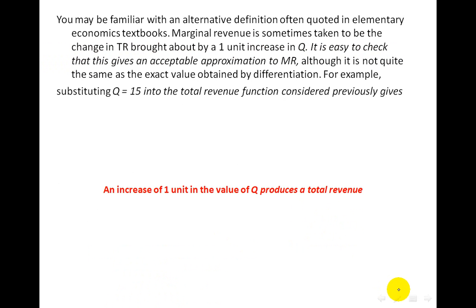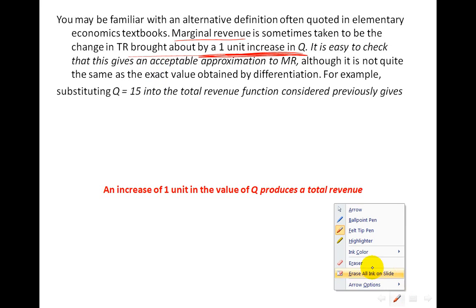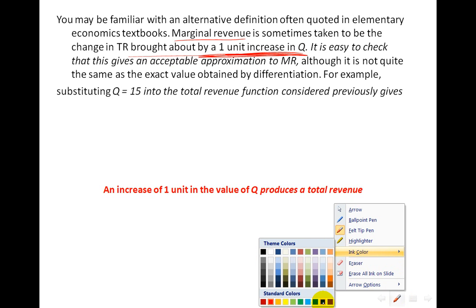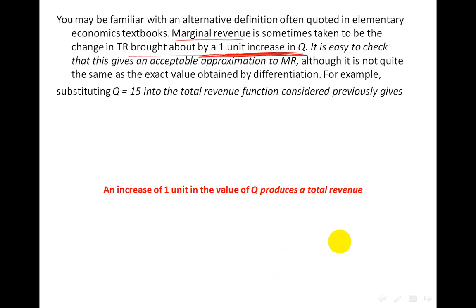Okay, you may be familiar with an alternative definition often quoted in elementary economics textbooks, which is saying that marginal revenue is sometimes taken to be the change in TR brought by a 1 unit increase in Q. It's easy to check. So this is like another method of finding the marginal revenue, but it's not as specific as differentiation. So differentiation is more accurate and more specific, but this is near to the MR. You'll find a value which is near to it.